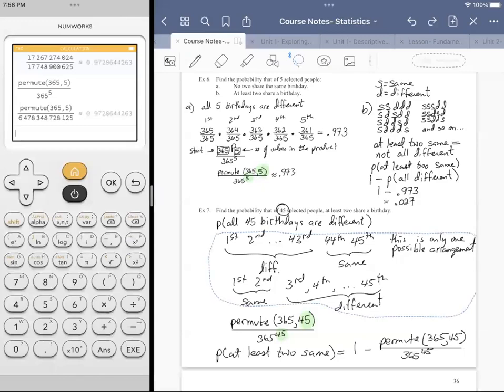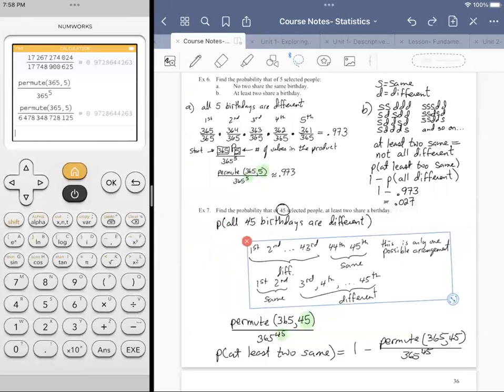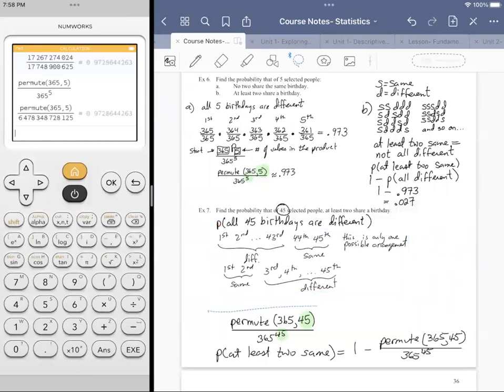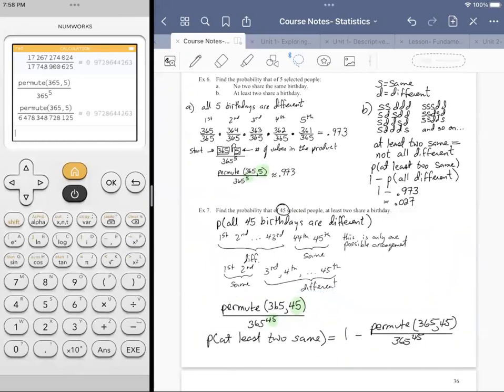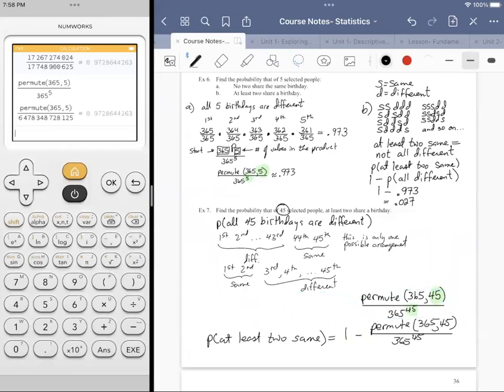But, and I'll just resize that, this is the actual computation part of it. All right, and let me actually make a note here. I'll put it here: this is the probability that all 45 are different. All right, which they didn't ask for, but it helps us to figure out the probability that there's a commonality.